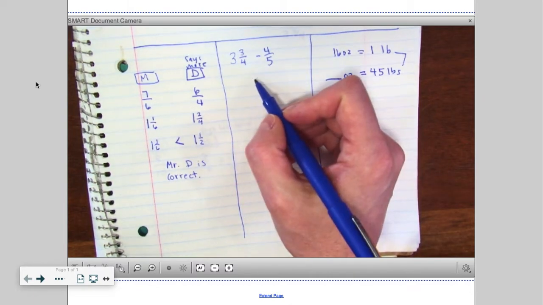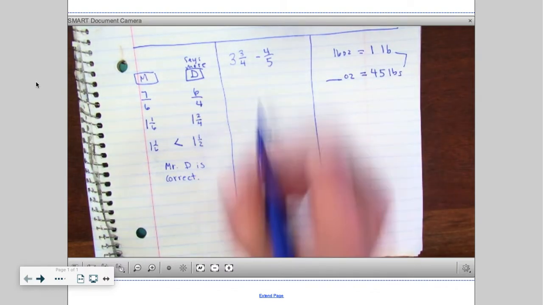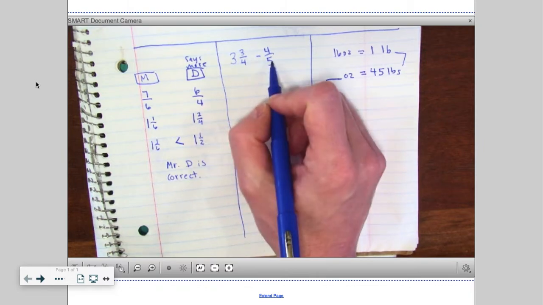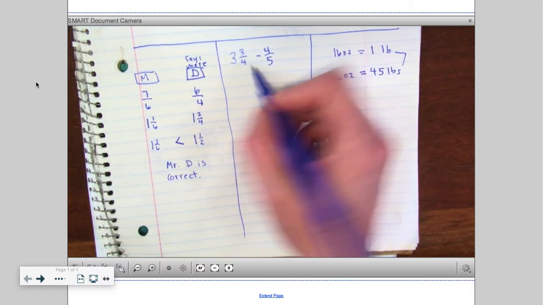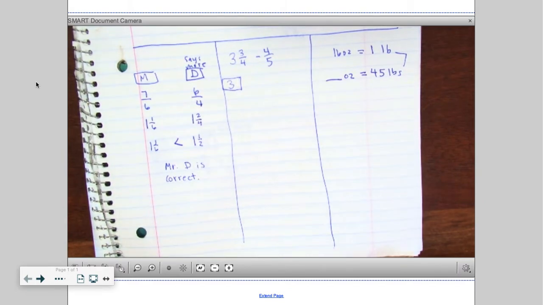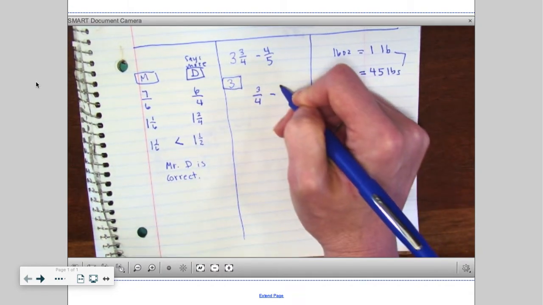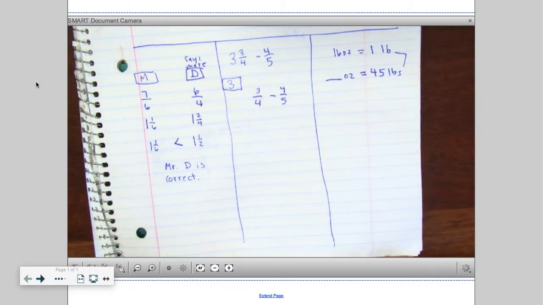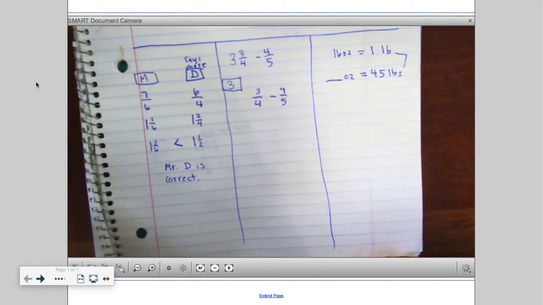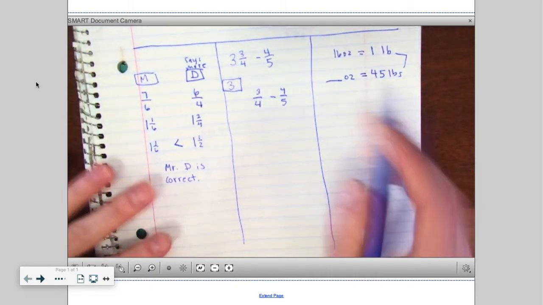All right. When I look at 3 and 3/4 minus 4/5, I'm already realizing something. I'm knowing that 4/5 I think is bigger than 3/4. So I'm going to put my whole number on hold here. I'm just going to put it in a box, and I'm going to do 3/4 minus 4/5. And already I know that I can't subtract these fractions because they don't have a common denominator. So I need to figure out what that common denominator would be.